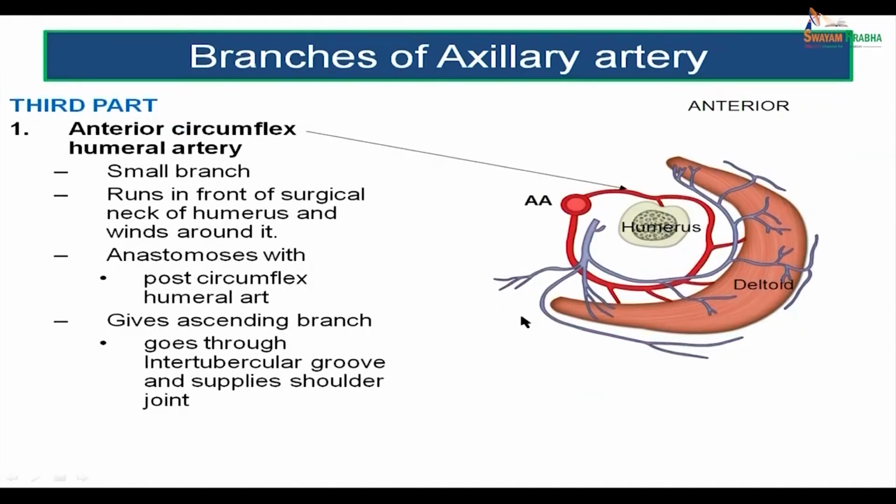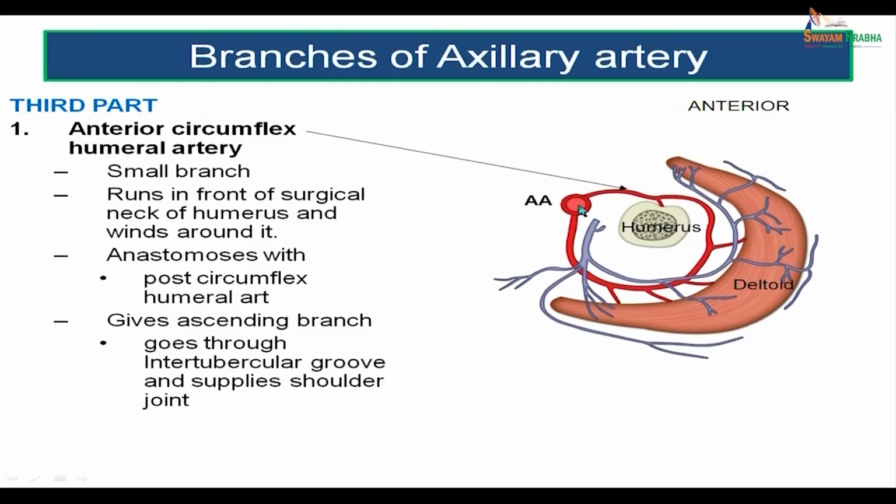Now, we come to the third part and its branches. The first branch is anterior circumflex humeral artery. This is a cross section showing the humerus in the center, and this brown colored structure is the deltoid muscle. This is lateral aspect, this is anterior aspect.